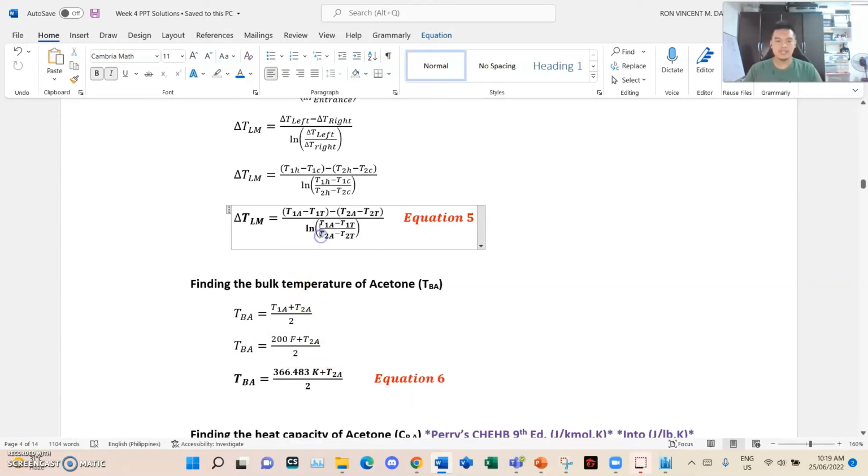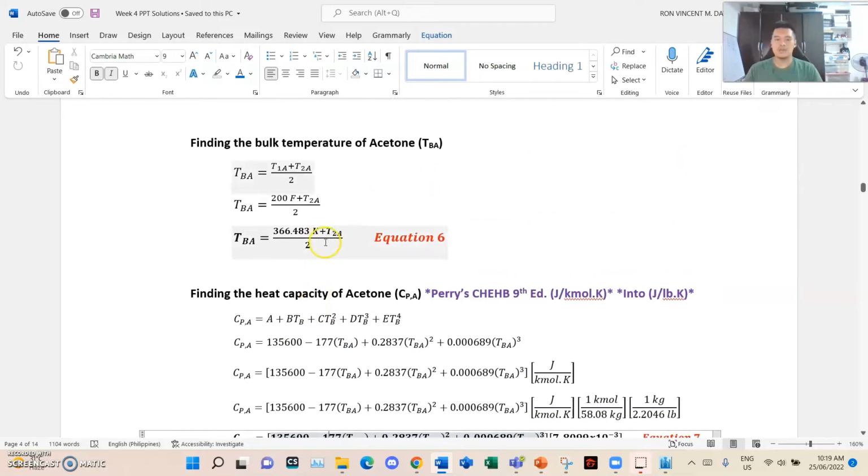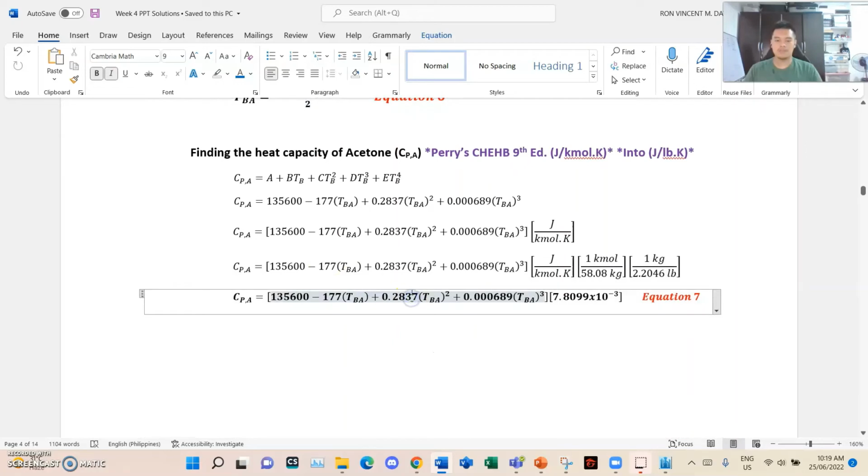Then, after assuming that we already know T1T, and we calculated LMTD, we're able to find the other outlet temperature of the other stream, T2A. So, if we assume that we have T2A, we can now find the bulk temperature of acetone using the same algorithm, and then we need to find the heat capacity of acetone using the bulk temperature of acetone calculated earlier, and we would have this equation after undergoing certain unit conversions respectively.